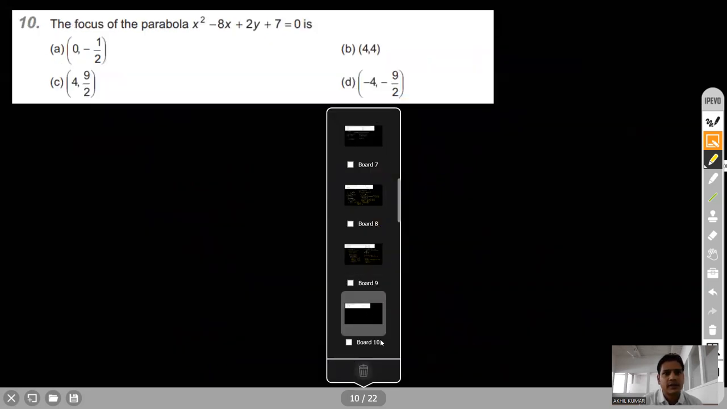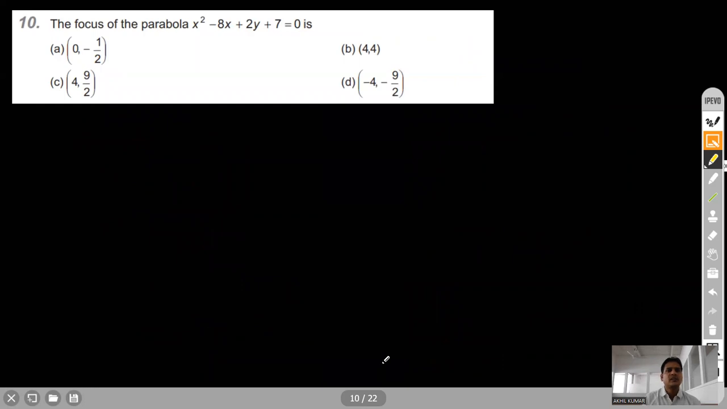So we are done with this question number 9. Now, the focus of the parabola. So one parabola is given here: x square minus 8x plus 2y plus 7 is equal to 0. And we need to find the focus of the parabola.